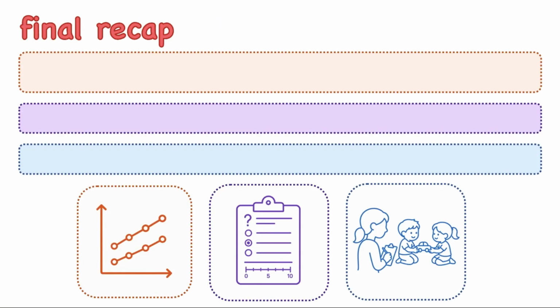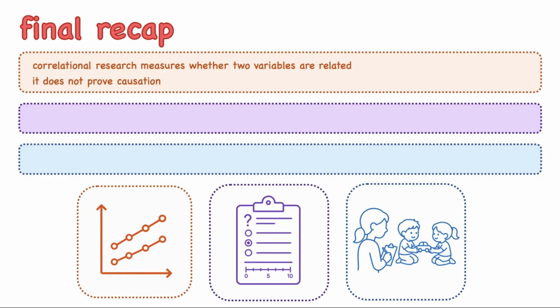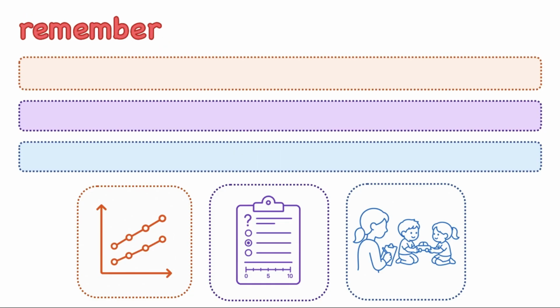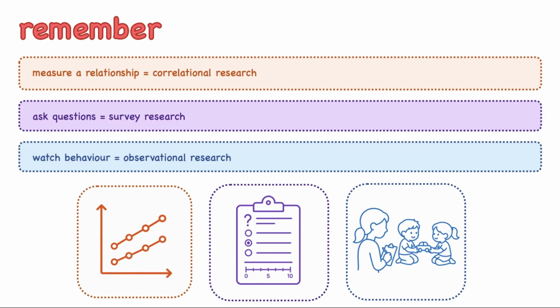Final recap. Correlational research measures whether two variables are related. It does not prove causation. Survey research asks people questions to collect self-reported information. Observational research watches and records actual behavior. Remember, measure a relationship equals correlational research. Ask questions equals survey research. Watch behavior equals observational research.